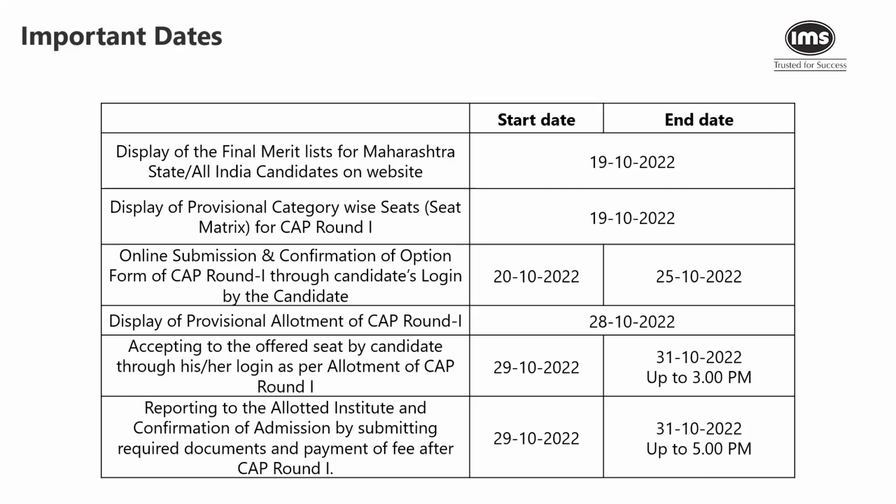Now, having discussed how to read those documents, let's also talk about the important dates. The display of the final merit list and the provisional category-wise seats has already happened. Now the online submission and confirmation of the option form of CAP round 1, which is what we are discussing, is something you need to do from 20th to 25th. It has started today and you need to do it by the 25th. This is an online process. You don't have to go somewhere and do it.